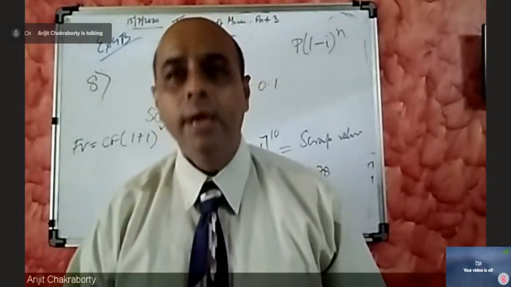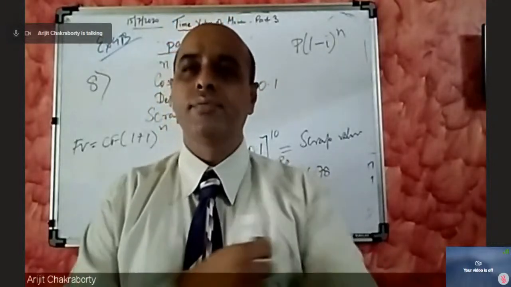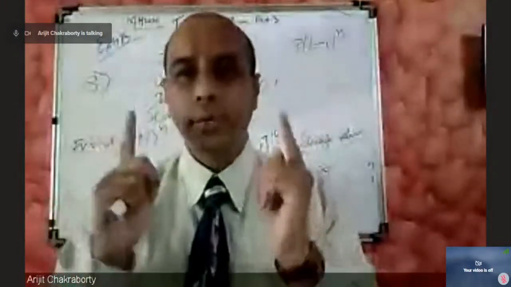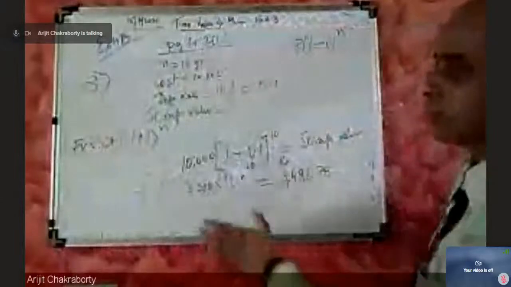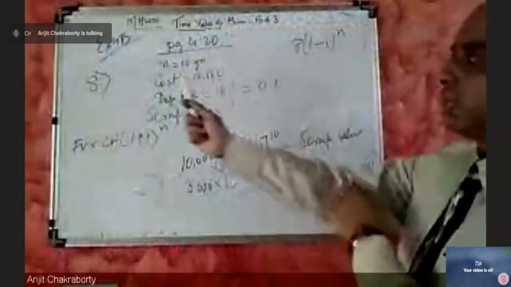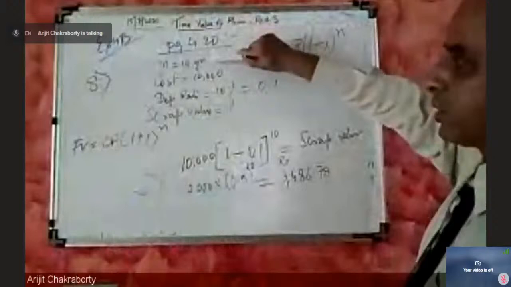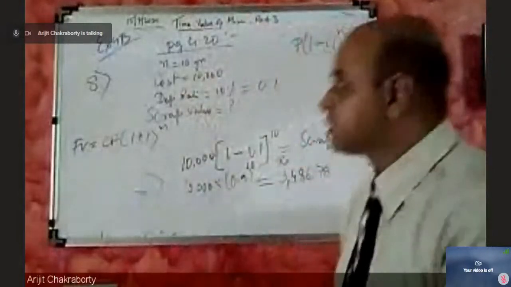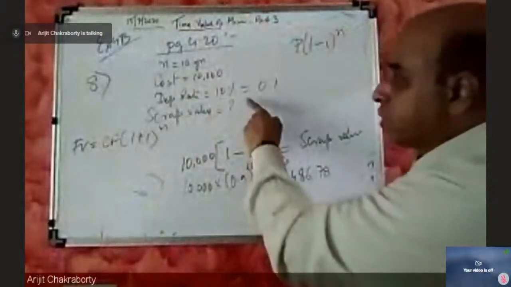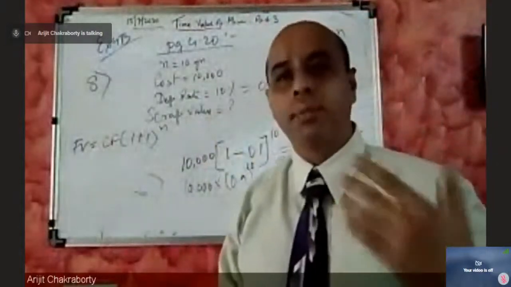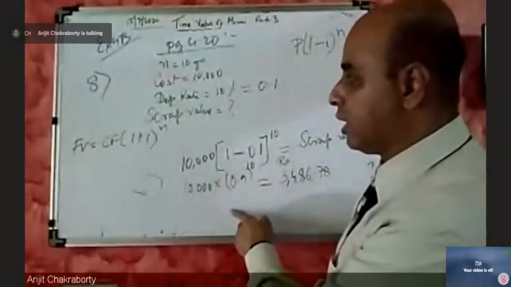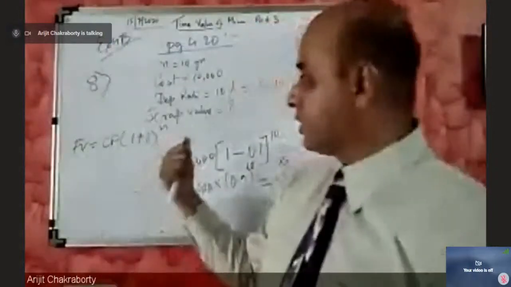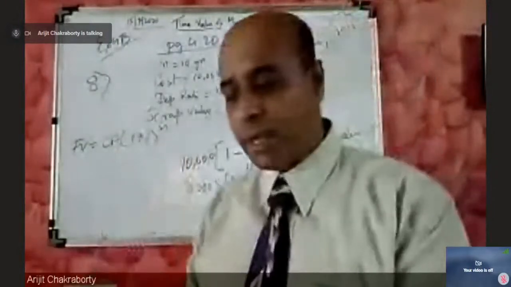Why? Because in case of depreciation, we use the reducing balance method. So the working out is here. We had the cost. We had been given the duration, the tenure of the life, 10 years. Cost is given. Depreciation rate is given. Scrap value we have to compute just by putting the values here: P into 1 minus I to the power n, where I stands for the depreciation rate, which is 10% here. We are able to solve it.